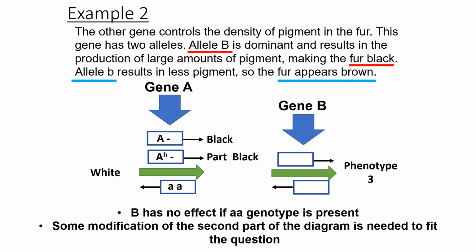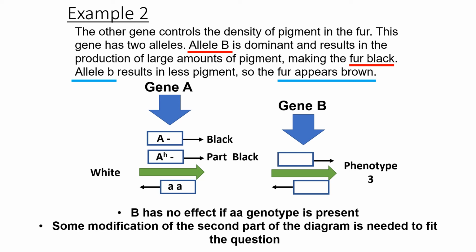Now that we know what's going on with gene A, let's have a look at gene B. In the question, it tells us in the third paragraph that allele B is again dominant and recessive, and the dominant version of B results in black fur, with large amounts of pigment making the fur black. What that means is that the AH from gene A would be masked in the phenotype if the dominant allele B, the uppercase B, was present.